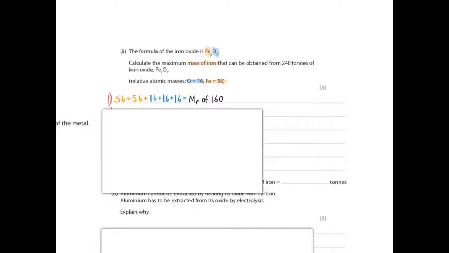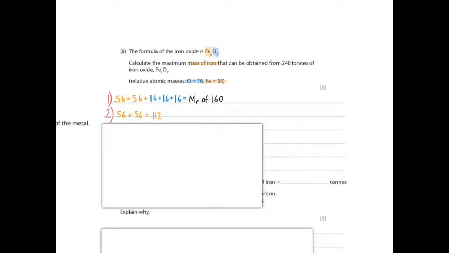So what I mean by that is you have to add up the individual masses of the atoms that make up iron oxide. So there's 2 iron atoms, 56 plus 56, and 3 oxygen atoms, 16 plus 16 plus 16. And you get an Mr, or formula mass, of 160. So we're just adding up the relative atomic masses of the different elements in the compound.